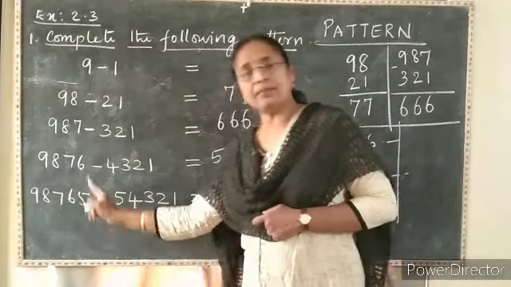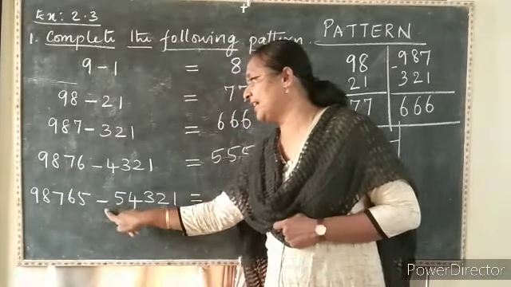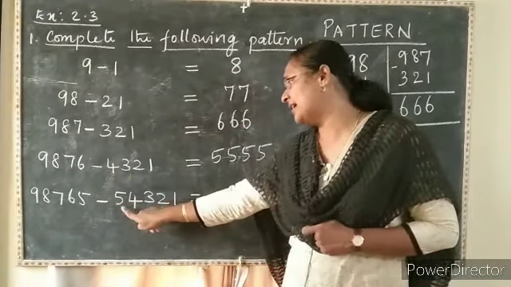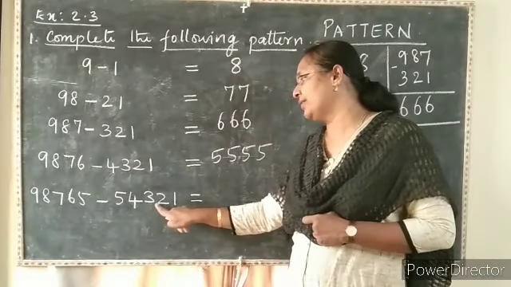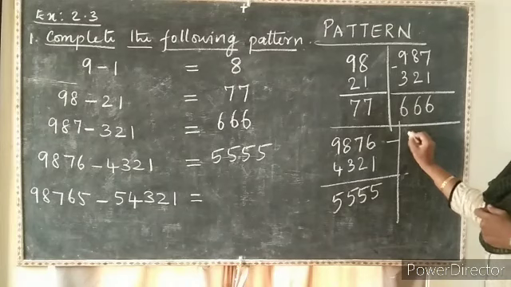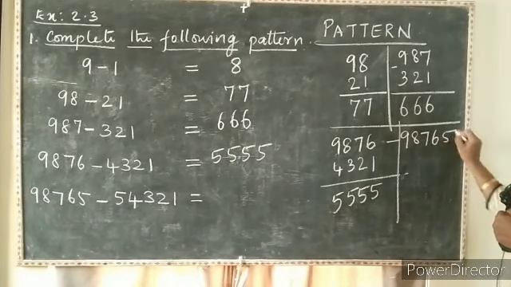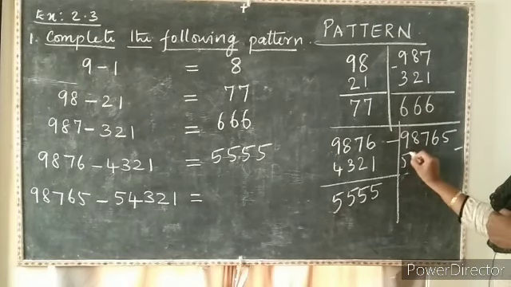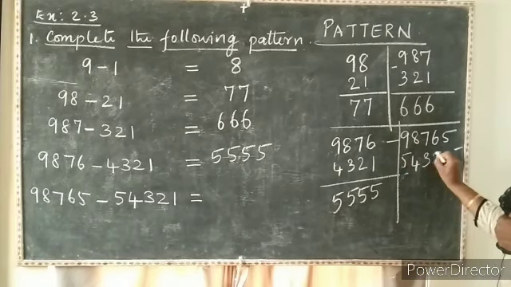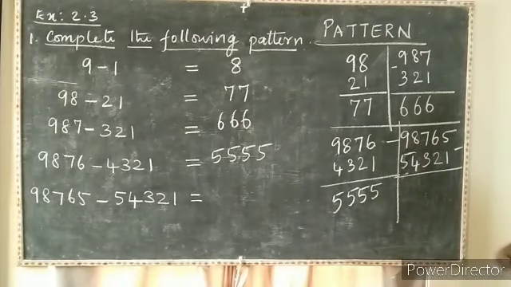See now one more number again we are adding. 9, 8, 7, 6, 5 minus, before this 4 I have added 5. So 5, 4, 3, 2, 1. Yes or no? Okay. Now let's check. So 98,765 minus 54,321. Yes or no? Okay. Now let's subtract and see.